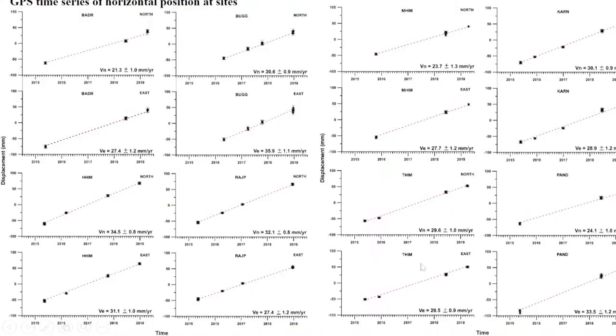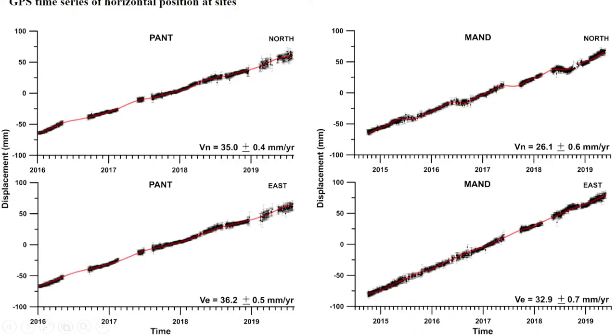So this is the data derived from the campaign. You can see all the sites and all the components are converging, with R square going to almost 1. Once you get R square nearby 1, it means you have correct data, and this can be useful for understanding the crustal deformation.